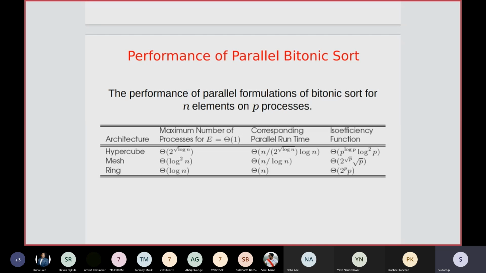And for the ring network, the maximum number of processes for E equal to theta of 1 will be theta of log n, parallel runtime theta of n, and the isoefficiency function can be represented as theta of 2 raised to p into p. P is the number of processing elements, and n is the number of elements in that particular sequence. So this is the comparison of the performance of parallel Bitonic sort considering different networks or architectures, that is hypercube, mesh, and ring.